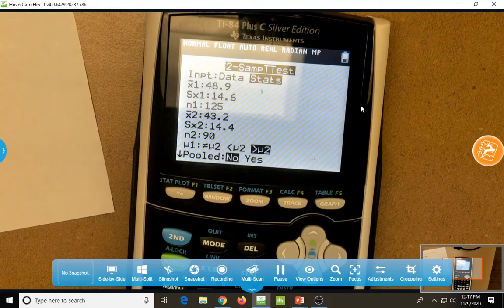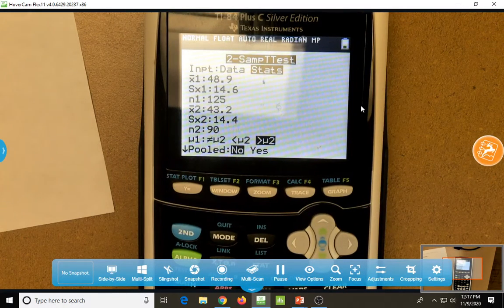I just think in practice you should just use the t-test because the t-test becomes almost normal once it gets above 40 or so. So go ahead and enter in this data. The average was 48.9 with a standard deviation of 14.6. There are 125 in the sample. The average age at graduation was 43.2. In the second one, its standard deviation was 14.4. And we have a 90 in the sample size for that one.